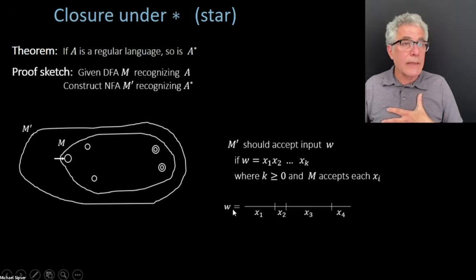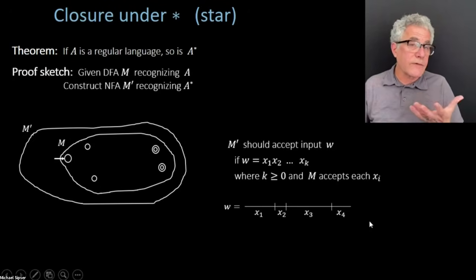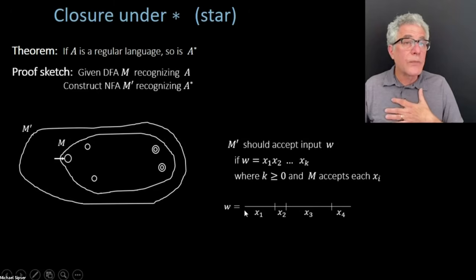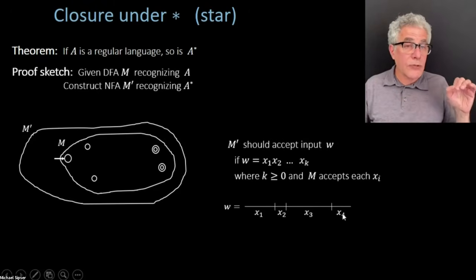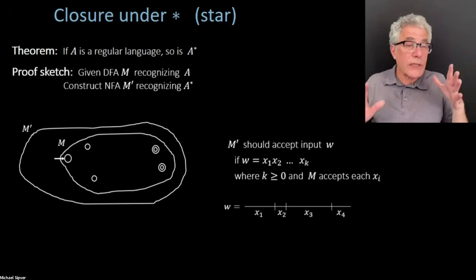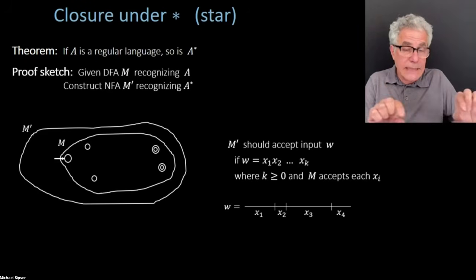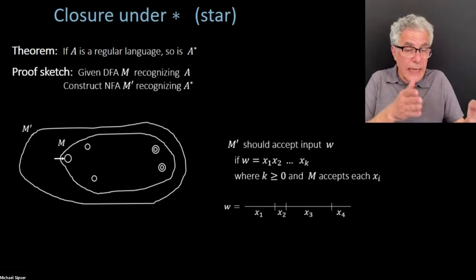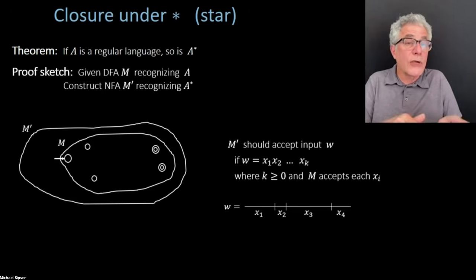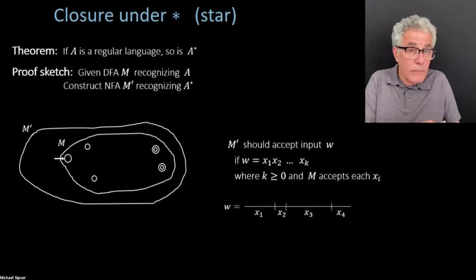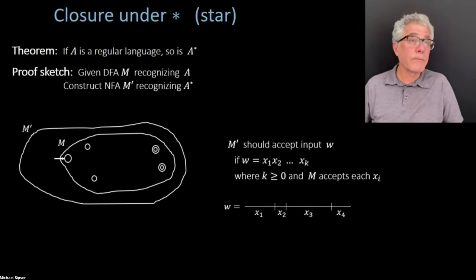You want to see, can I take my input, W, and cut it up into a bunch of pieces, 4 in this case, where each of those pieces are members of A, members of the original language. So that's what M prime's job is. It has its input and wants to know, can I cut that input up into pieces, each of which are accepted by the original machine, M. That's what M prime does.